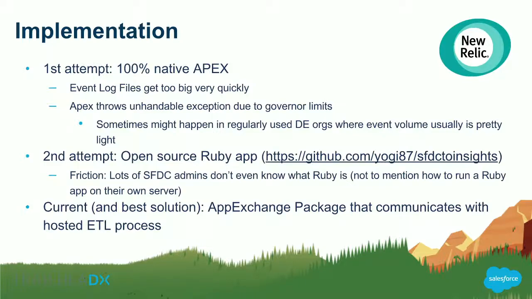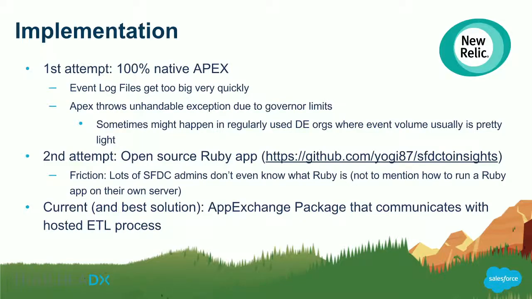Second attempt, as you can see on the slide, was an open source Ruby app. In theory, that sounded very simple. You, as a Salesforce administrator or Salesforce developer, would install a Ruby app on a server, could be Heroku. Your Salesforce org would tell the Ruby app what to download. The Ruby app downloads it, puts it into Insights, and you're golden.